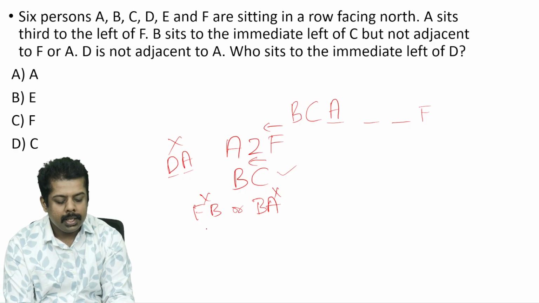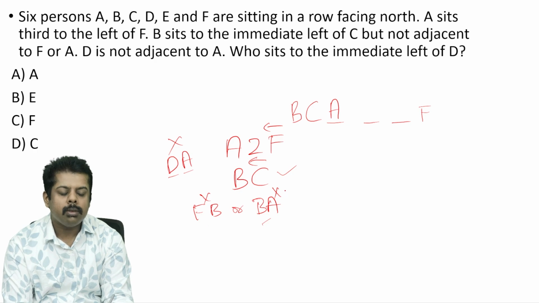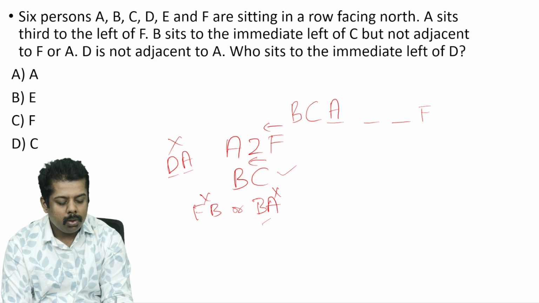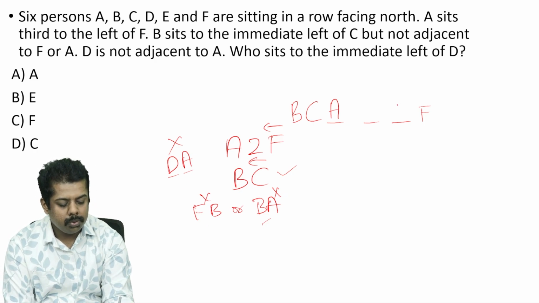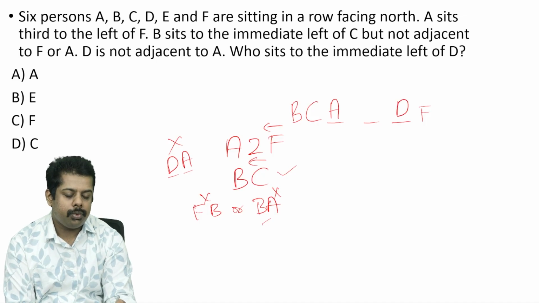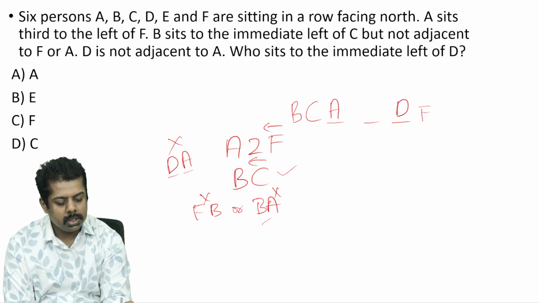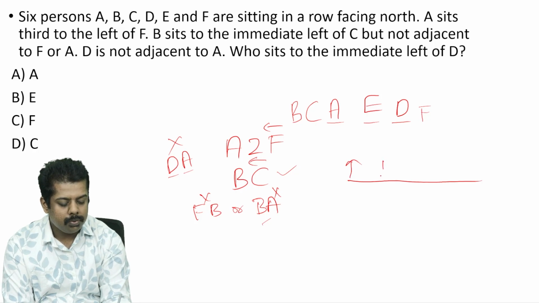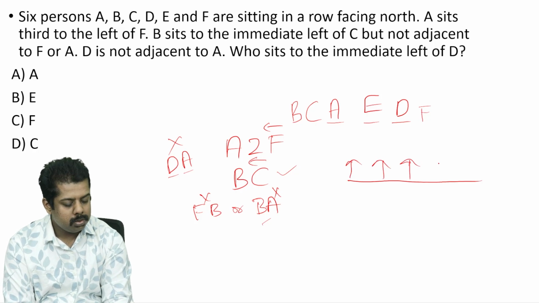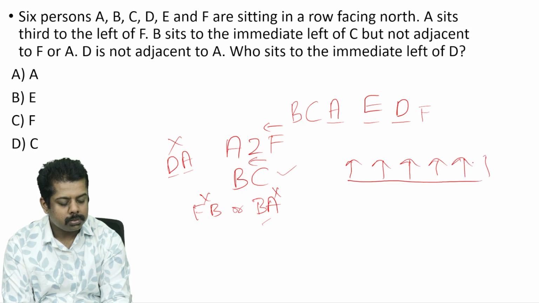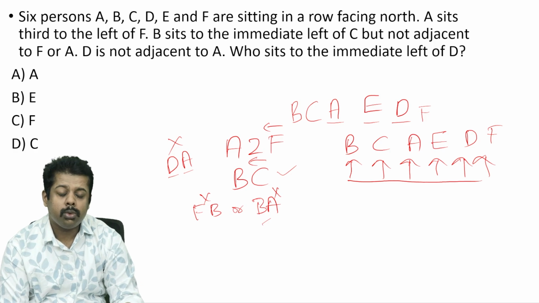Then F is not a neighbor of B and A. That is also okay. Now D and A are not going to be together, so you can make D a neighbor of F. So almost we have fixed it. One person is missing, and the person is basically E. We have fixed the 6 people here, so we can just use the basic diagram now. The position has to be like this: B, C, A, E, D, F. So this is going to be the basic diagram for the final diagram.